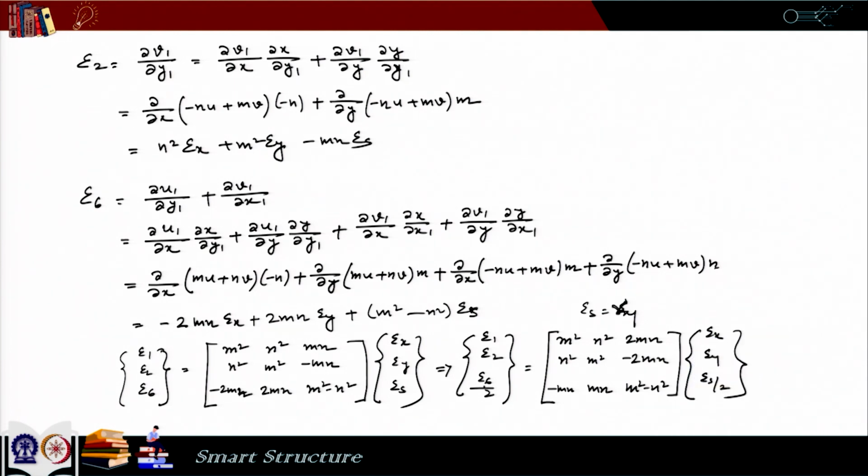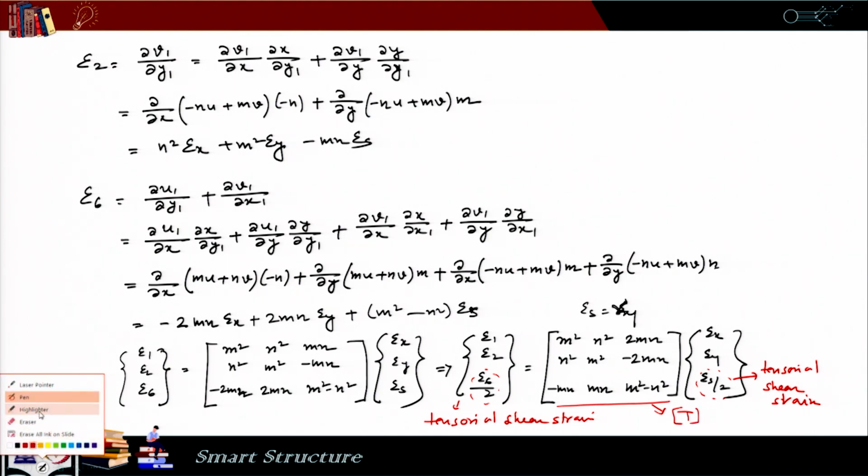So, we define a new shear strain here, and this we call tensorial shear strain. And this transformation matrix we call T.